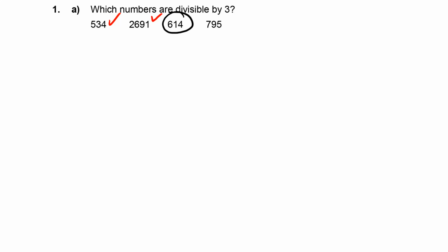Looking at 614, 6 plus 1 plus 4 is equal to 11. 11 is not equally divisible by 3. So 614 is not divisible by 3.